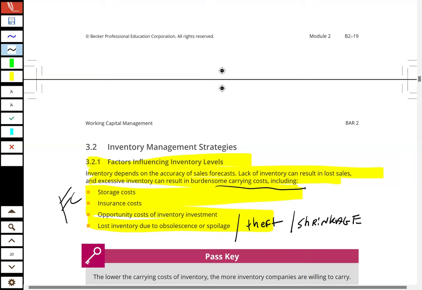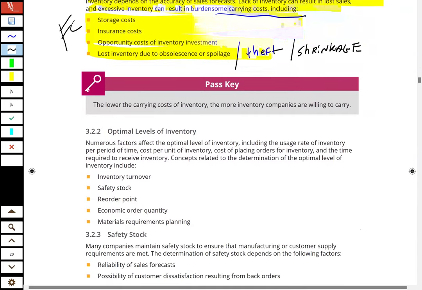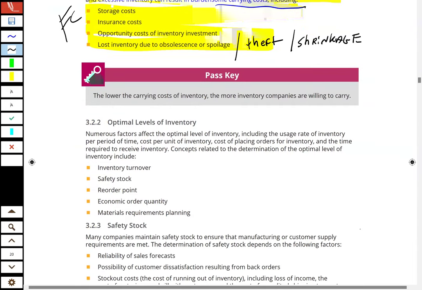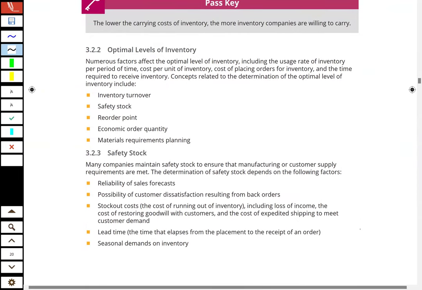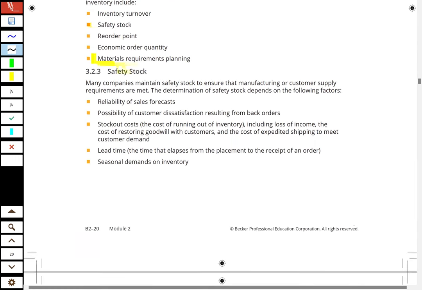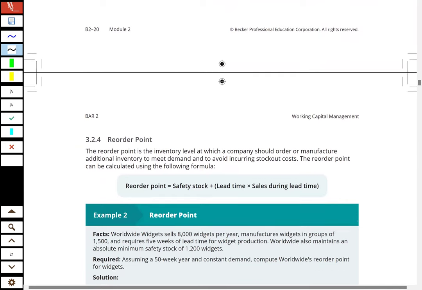Now, when you come over optimal levels of inventory, what we're going to consider is these different ways of figuring out the optimal level of inventory. So let's take a look at, and they give us some terms here, but let's just look at the notion of the reorder point, okay? When should we reorder more inventory?